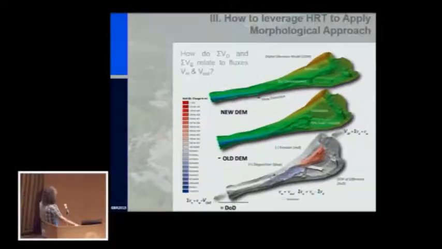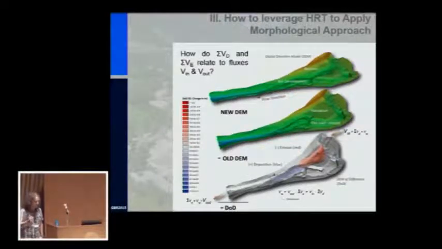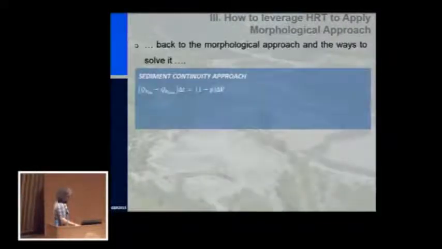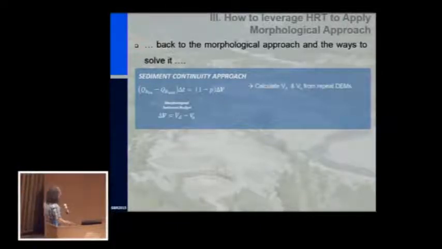So what can we do to use this data to get a flux of sediment coming through the reach? We come back again to the ways to solve the morphological approach. And the first one is the sediment budgeting one, or sediment continuity approach, as we described before. So we can use the DEMs to extract the changes in storage. That is this part of the equation.